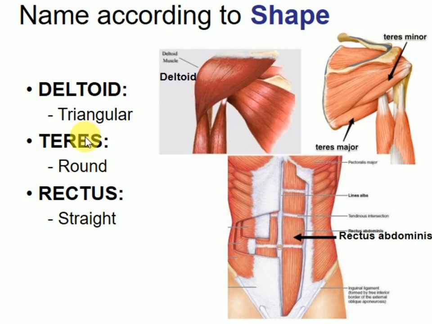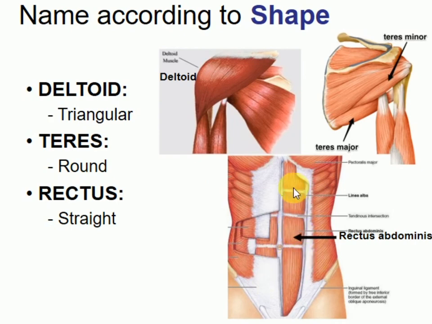Then you have teres, which is round. We will see teres later: we have teres major and teres minor. Then you have rectus, which is straight. As you can see, teres, which is round, is this one here. This is an example of teres, this is teres minor, and then teres major. Sometimes when muscles are described as triangular, don't expect to see a perfect triangle, but it resembles a triangle. Or when we say it is round, don't think it is perfectly round, but it resembles a round.